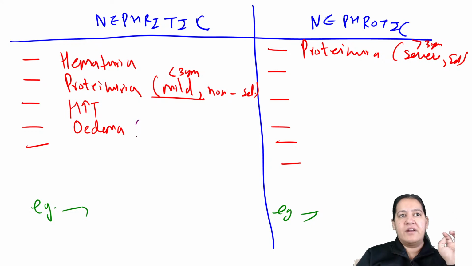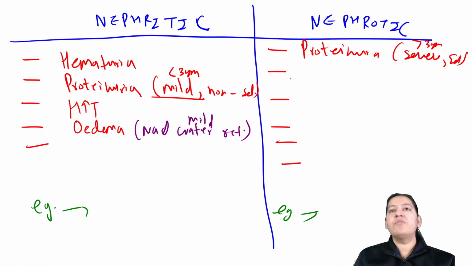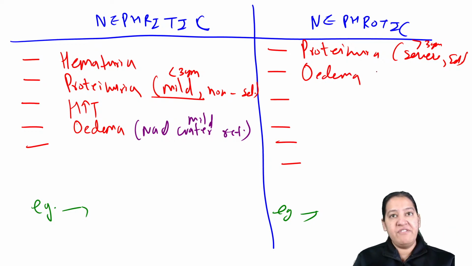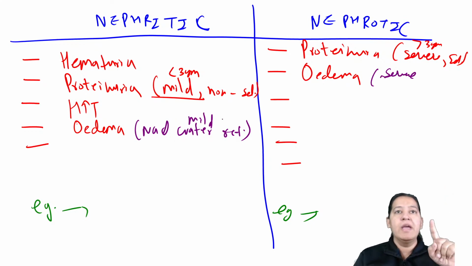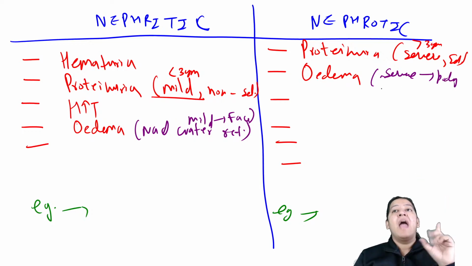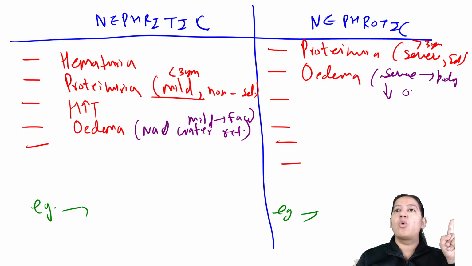In nephritic, the reason for edema is sodium and water retention, and edema is mild here. There also we have edema, but edema is severe there. Number one, it is severe. It is not mild. It is throughout the body. Here mild is only on face, around the eyes, periorbital edema. Here throughout the body patient will have edema, and the reason for edema is less oncotic pressure.